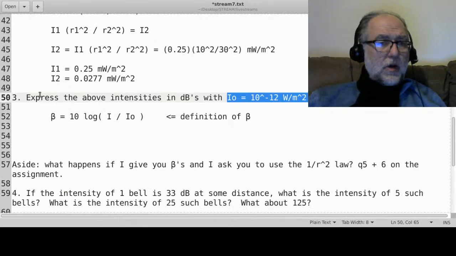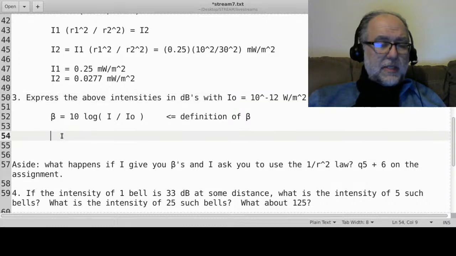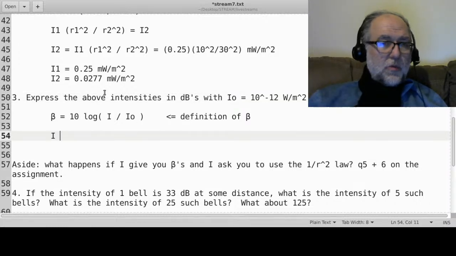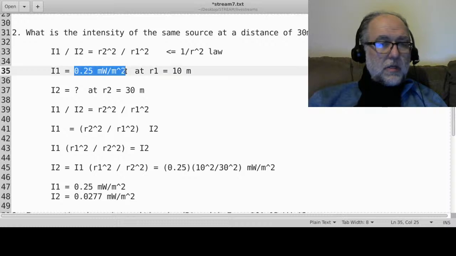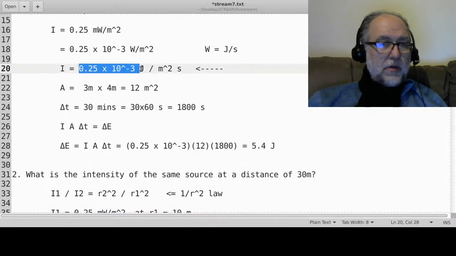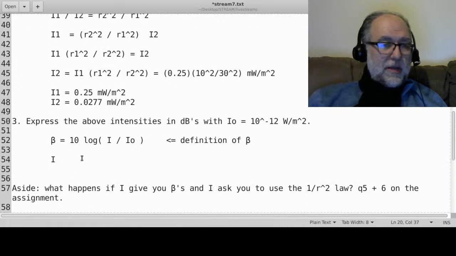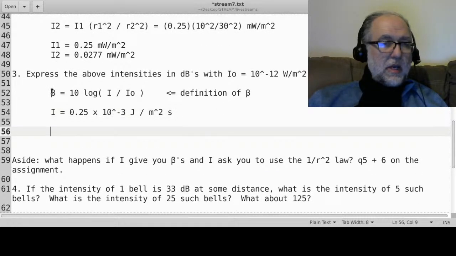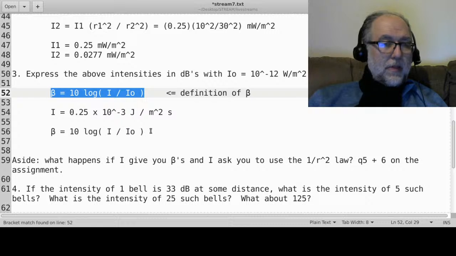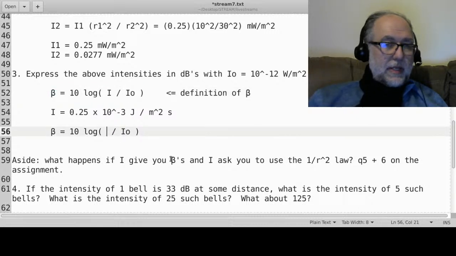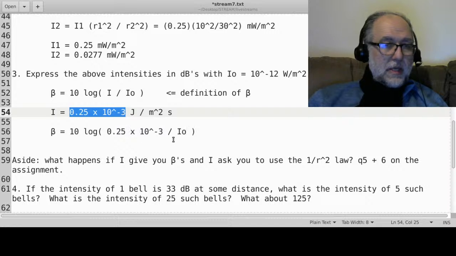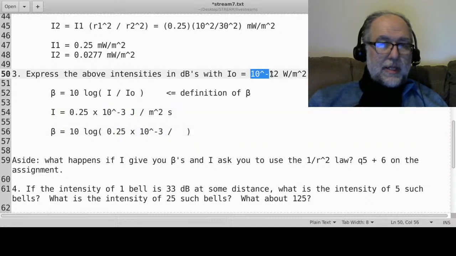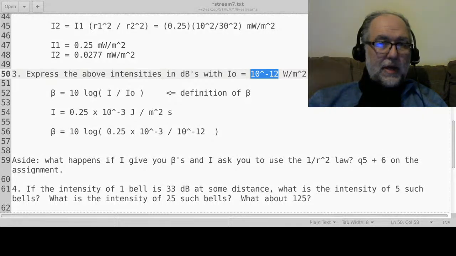So let's answer the question. Let's express the first intensity, this one right here. It's the same number, but already converted to MKS. I just wanted this piece in here because that's the milli. So let's express that in terms of decibels, and it's this formula here. For I, we're going to put in this number in MKS, and for I naught, we're going to put in that number right there, MKS, and just calculate it.